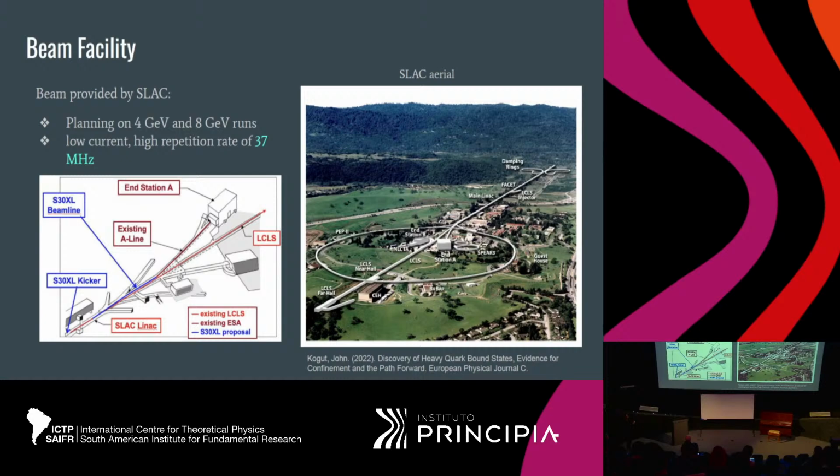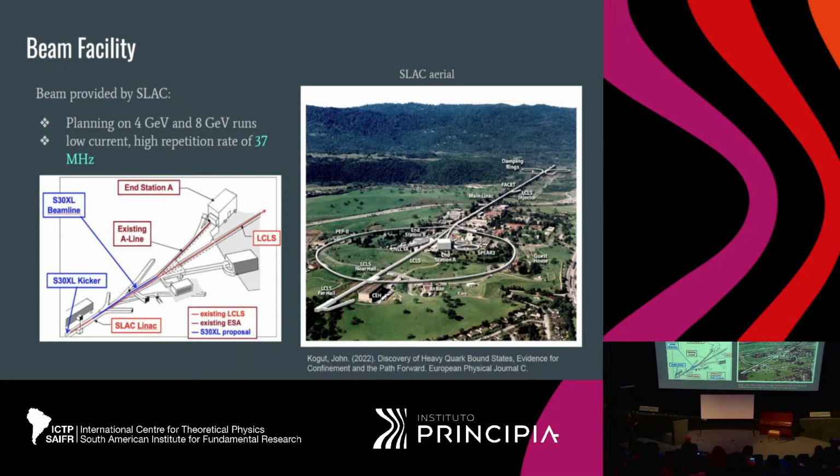So the LDMX experiment will be realized at SLAC, which is the Stanford Linear Accelerator Center in California, and this is the host of the linear accelerator of SLAC, which you can see here, but also of what was the PEP-II collider, where BaBar was placed. So we talk about BaBar, now you can see where BaBar was located.